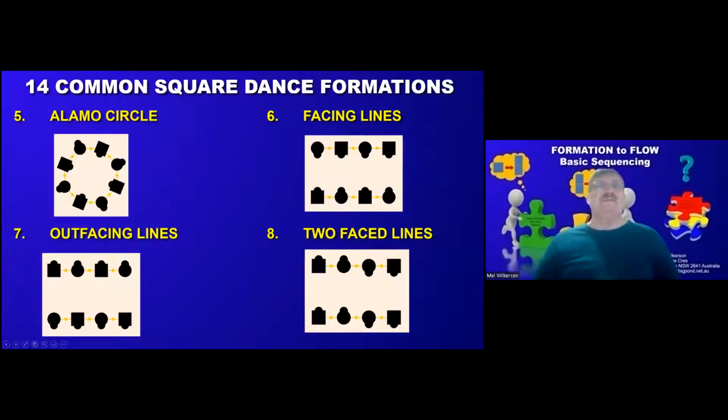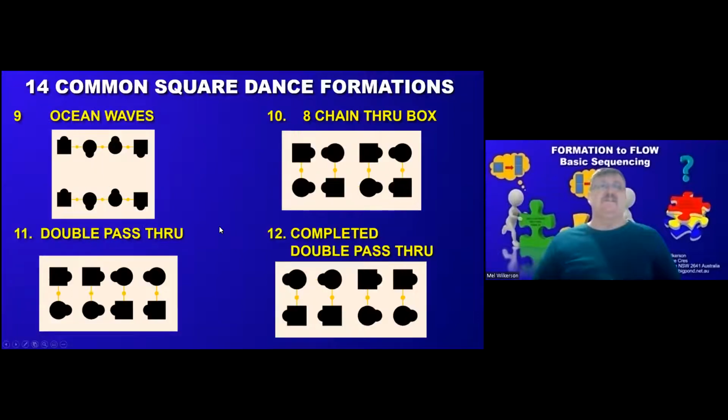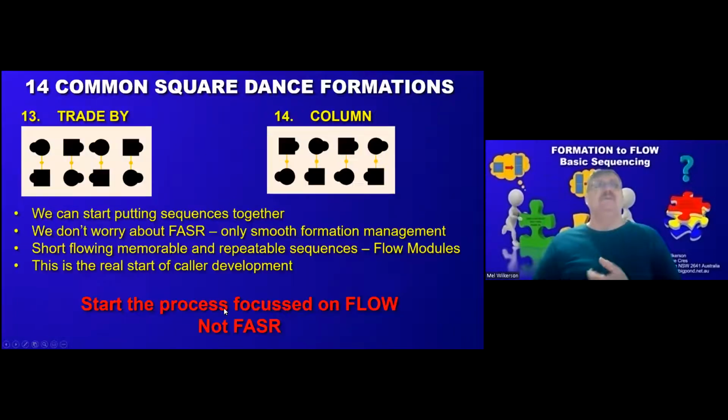Alamo ring, facing lines, out-facing lines, and two-faced lines. Ocean waves, eight chain through, box, standard formation, a double pass-through, a completed double pass-through, a trade-by, and a column. Because we know a few movements that we can do from each of these formations, we can start putting combinations of smooth flowing choreography together that takes us from one to the next.